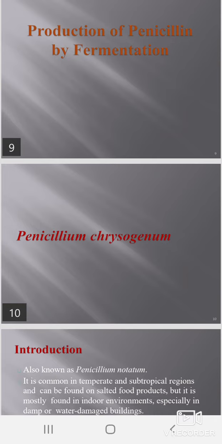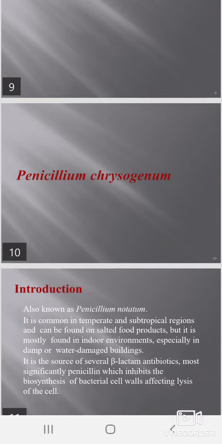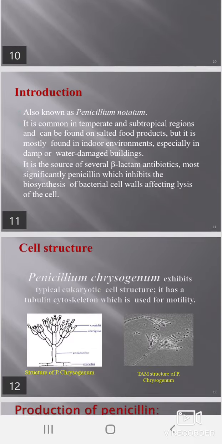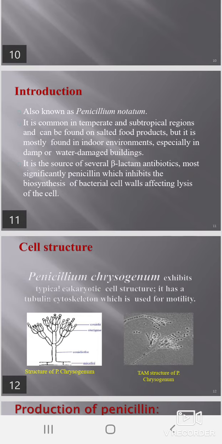Penicillium chrysogenum, you can say that. First of all, introduction. Also known as Penicillium notatum, it is common in temperate and subtropical regions and can be found on salted food products, but it is mostly found in indoor environments, especially in damp or water damaged buildings. It is the source of several beta-lactam antibiotics, most significantly penicillin, which inhibits the biosynthesis of bacterial cell walls, affecting lysis of the cell.